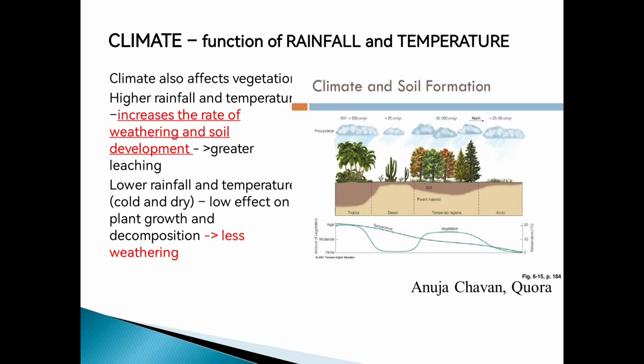Samantalang lower rainfall and temperature, which is cold and dry, it has a low effect on plant growth and decomposition. Siyempre, hindi masyadong tumutubo yung mga tanim dyan, guys. So, yung ma-accumulate na mga organic matter will also be less, thus resulting to less weathering.